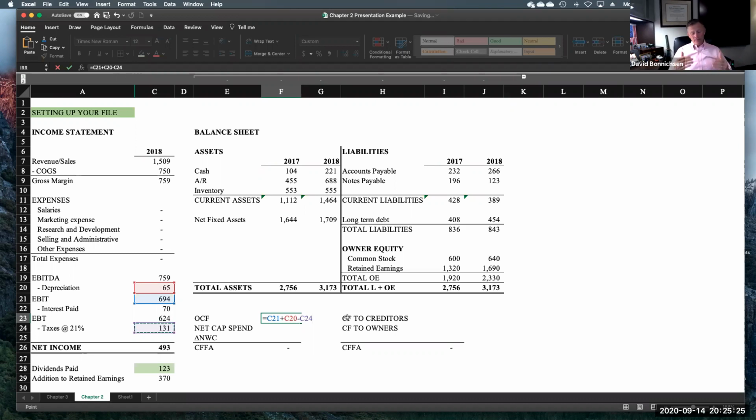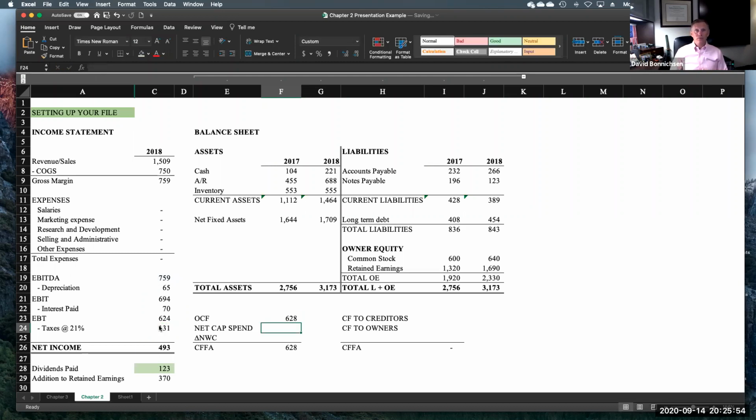So the text walks you through step by step: EBIT, add back depreciation, minus taxes. If you set your file up the way that I've suggested, you don't have to do the whole EBIT add back depreciation. You can go straight to EBITDA because that's the same number. That's what we were talking about. It's the first pure cash number on the income statement. So EBITDA minus taxes is operating cash flow.